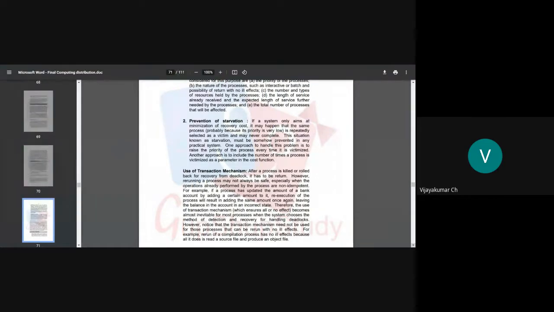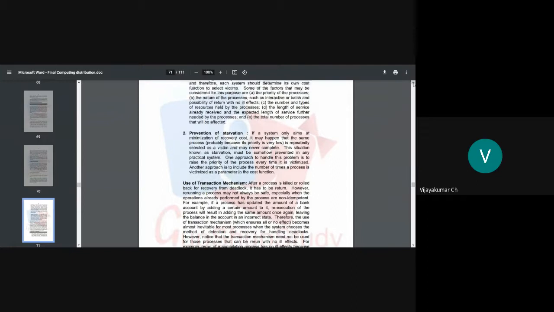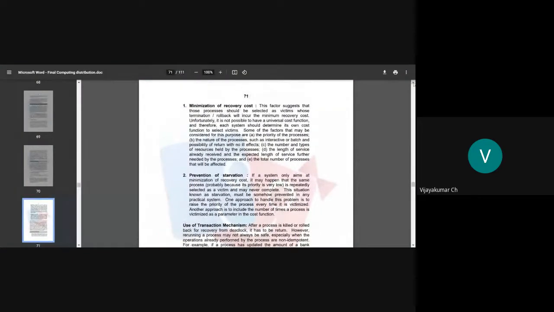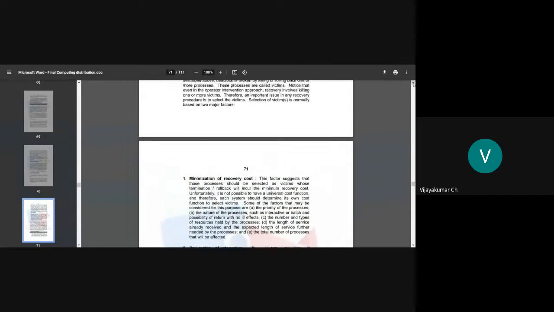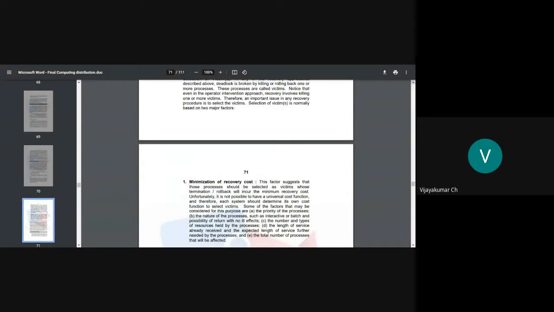Another approach is to include the number of times the process is victimized as a parameter in the cost function. So these are the two methods. The first one is the minimization of recovery cost, and the second one is the prevention of starvation. The selection of victims entirely depends upon these two factors.